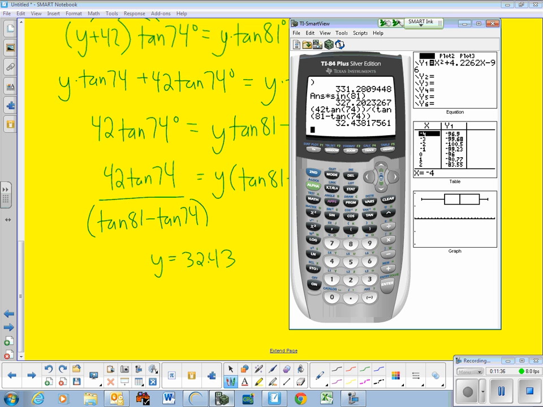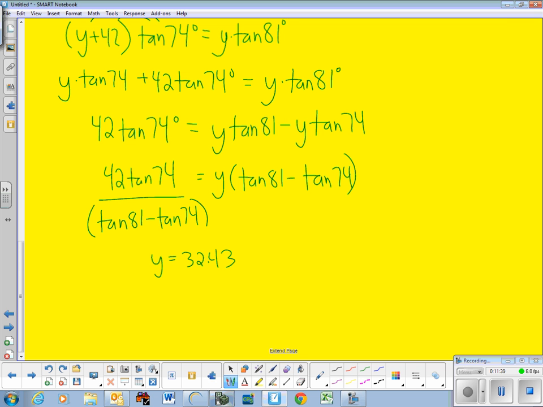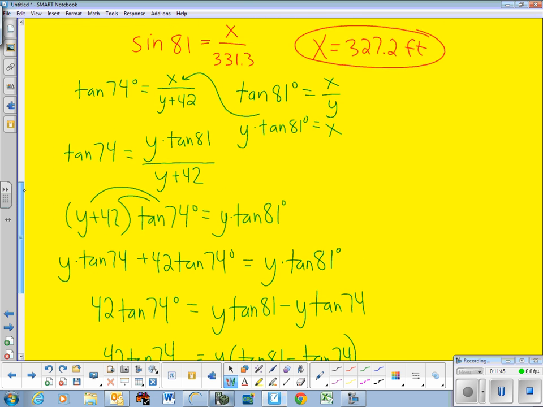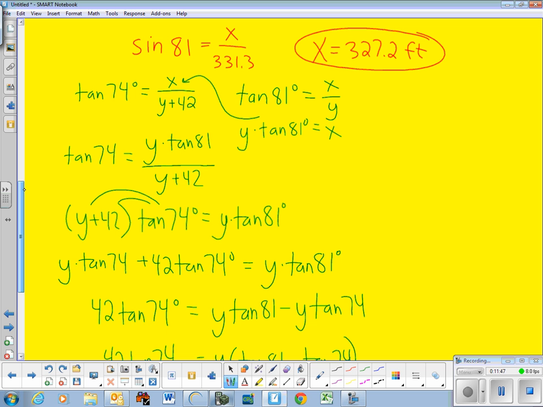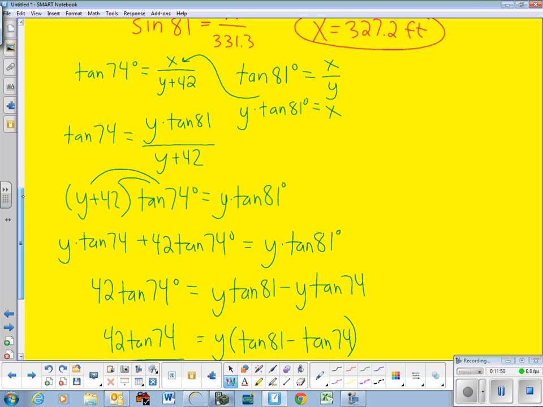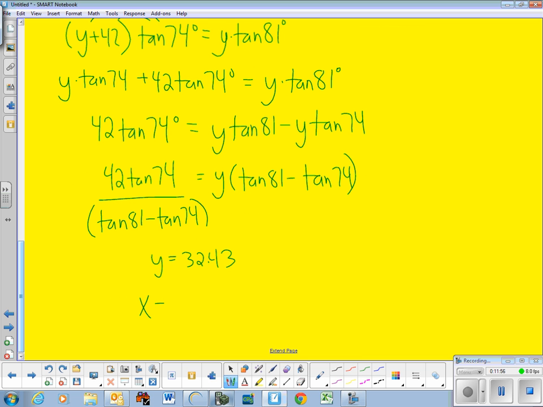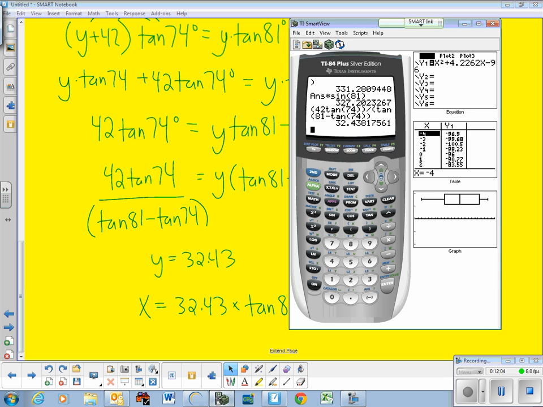Got nervous for a second. So remember, I had two equations, two unknowns. I found the first unknown, y, is 32.43. And somewhere up here, I should have x and y related. Now that number times the tangent of 81 degrees from right here should give me x. So times tan 81, again, fingers crossed, times tangent 81, 204.8. Of course it didn't work.